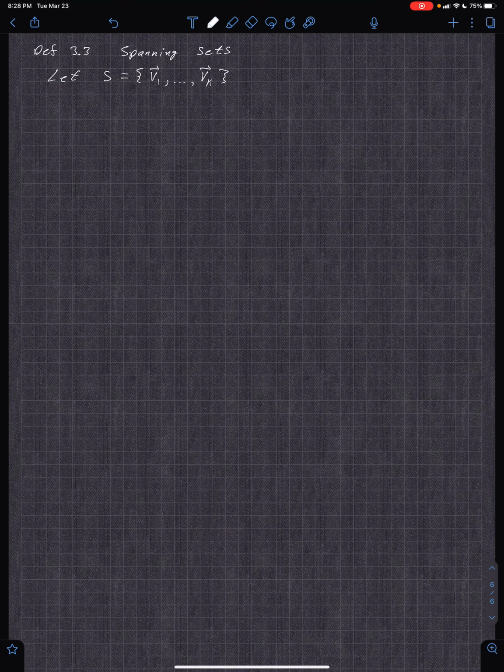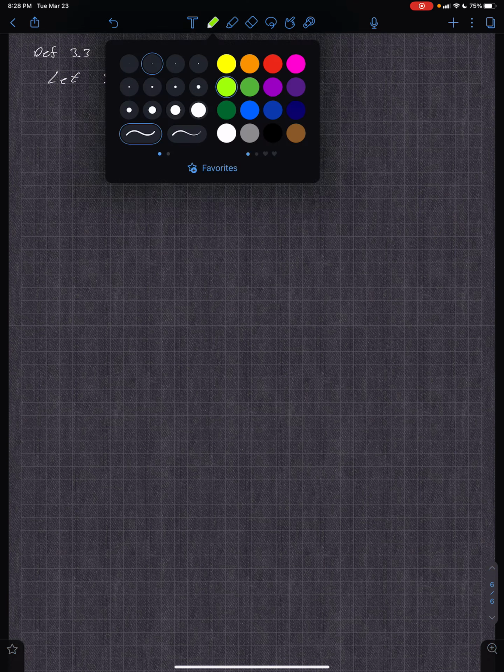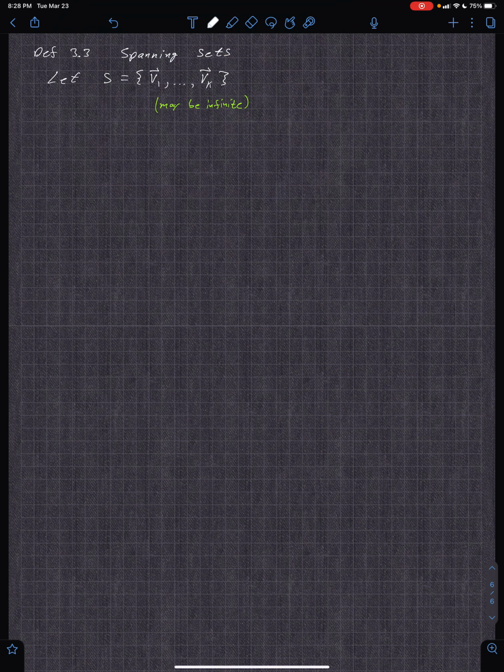And I do want to point out this could be infinite. So you could just say this form, comma, dot, dot, dot, which means it would go on in that manner forever. So you could have an infinite subset. Okay, so that is a subset of capital V, where V is a vector space.